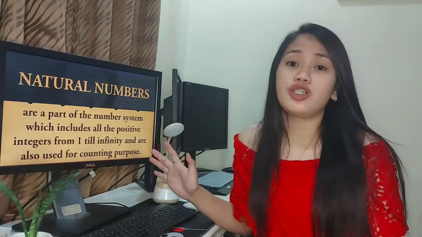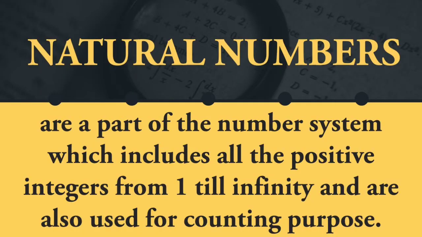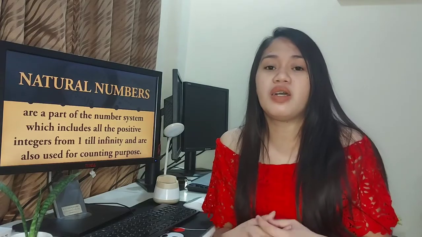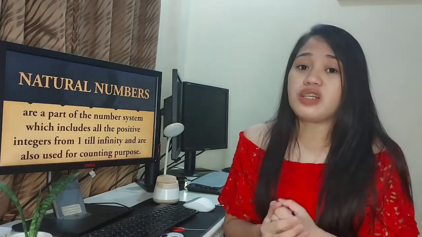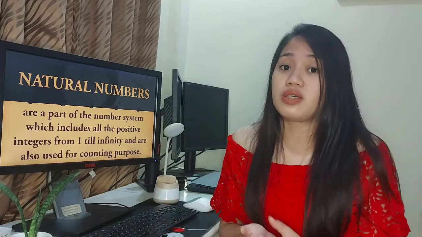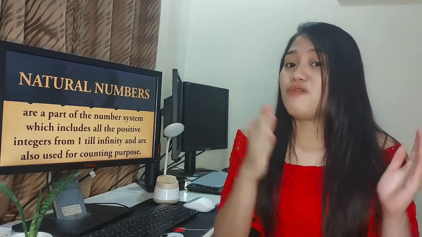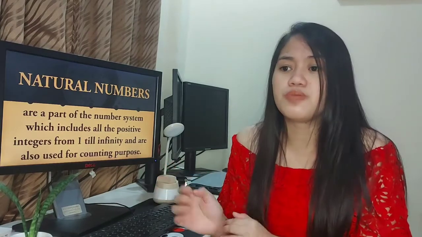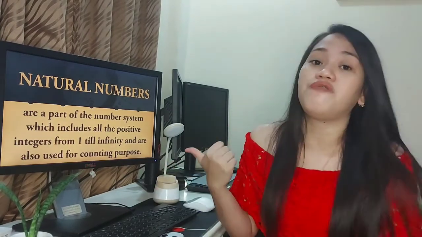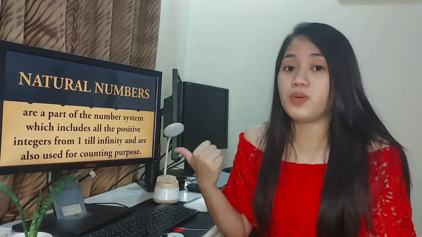So, per definition, natural numbers are a part of the number system which includes all the positive integers from 1 till infinity and are also used for counting purposes. So, the main purpose of natural numbers is for counting. So, it starts from 1 till infinity. So, what is its difference from whole numbers?